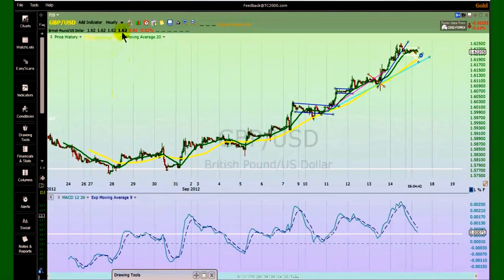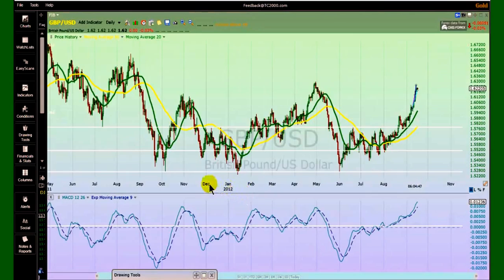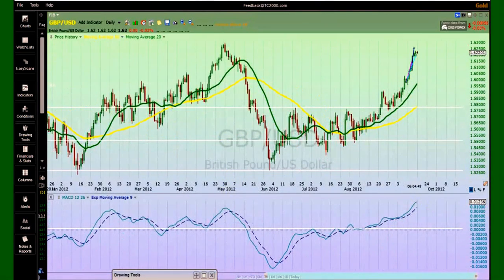Okay, now we are on the hourly chart, which I was on before. I want to change the time frame. It's valid on all time frames. We now go to the daily chart. It's on the daily chart now.